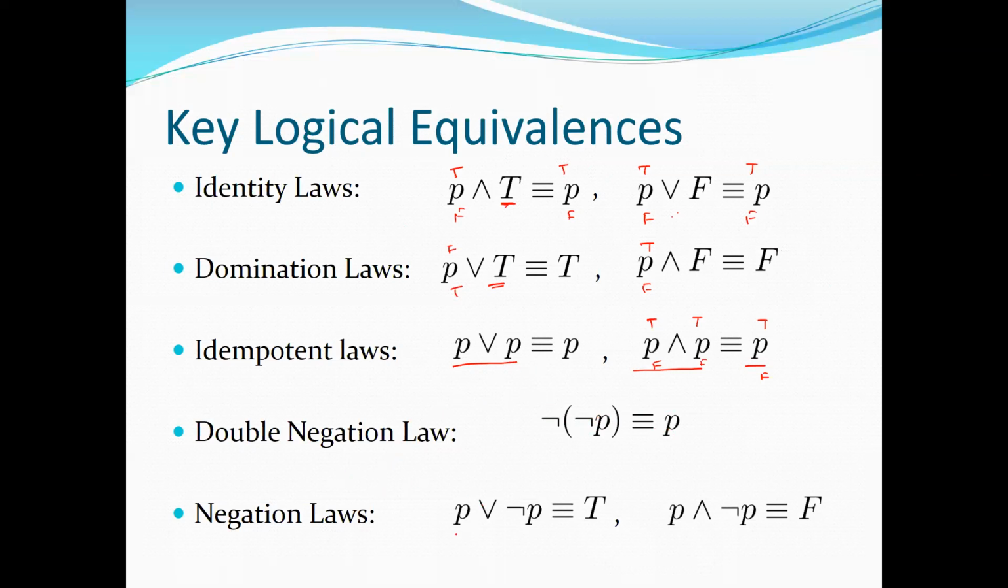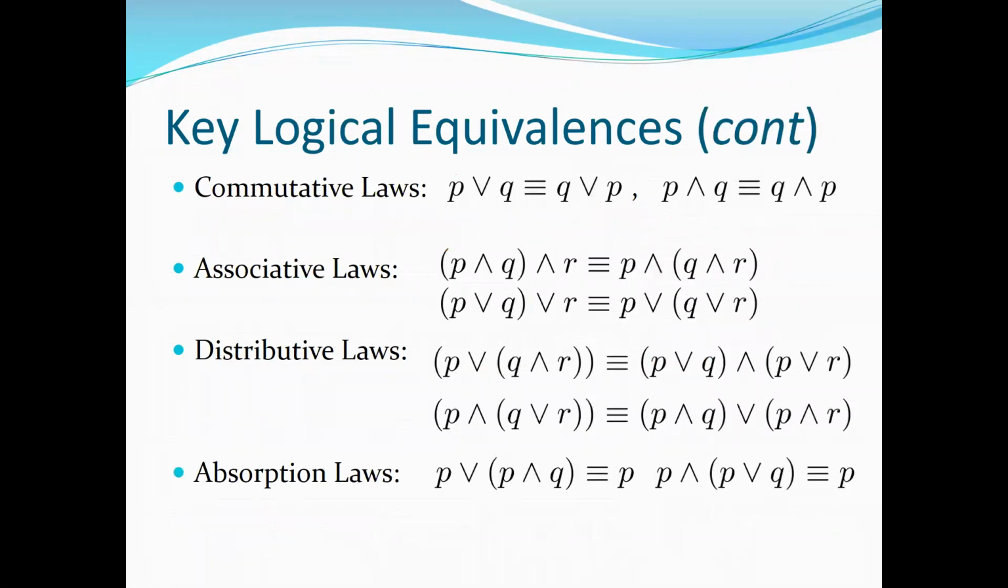Okay, the negation law. The negation law says if you OR any proposition with its negation, you will get the true result. For example, if you are ORing P with not P, you will get the true result, and that's quite obvious. If P is true, not P will be false, and when you take the OR with true, this will always result in true. And the second negation law says if you take AND of P and negation of P, you will always get the false result, and that is again true. If P is true, not of P will definitely be false, and if you take the AND, then this will be false. That's the negation law.